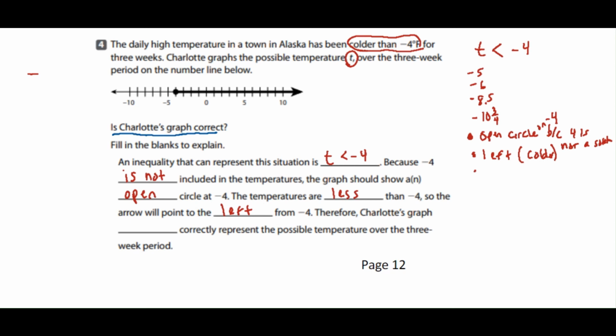Therefore, Charlotte's graph does not correctly represent the possible temperatures over the 3-week period. So you have to make sure you read the entire question.